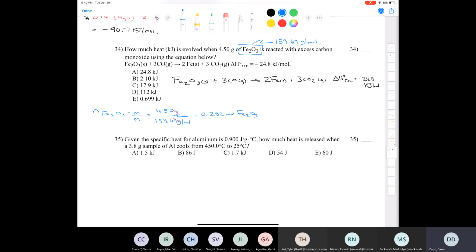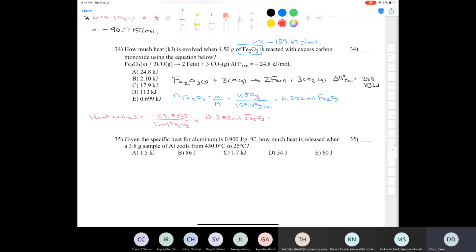And now what I need to do is determine the amount of heat evolved. I'm kind of running out of space here, so I'm going to move this a little bit like that. And then I'm going to say my heat evolved in this reaction is equal to negative 24.8 kilojoules in 1 mole of Fe2O3, right? Because we have 1 mole of Fe2O3 in our equation. And I know that I'm actually reacting 4.50 grams, which is 0.282 moles of Fe2O3, iron(III) oxide.